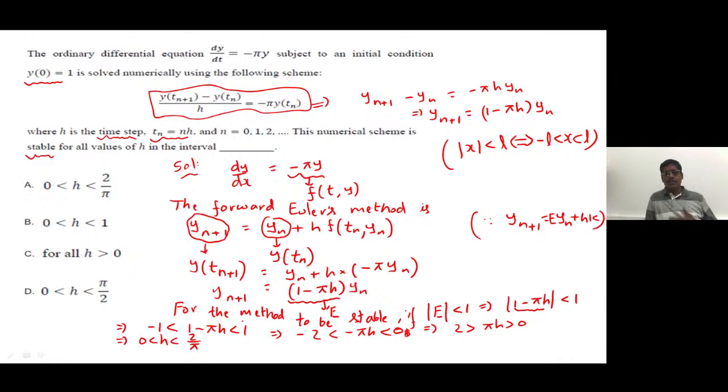So this is the answer, 0 less than h less than 2 by pi. So accordingly option A is the answer. Hope that everyone understood and is following.